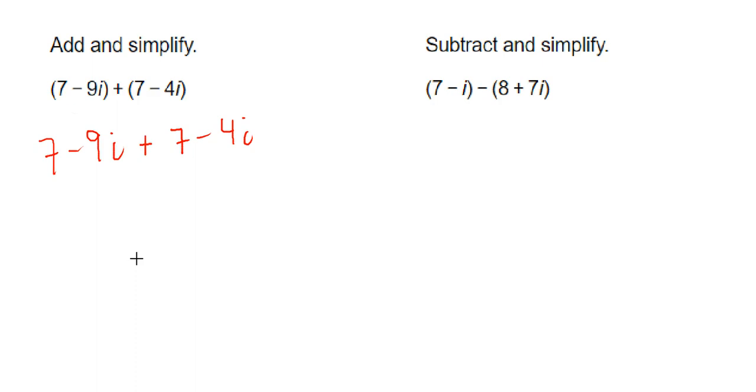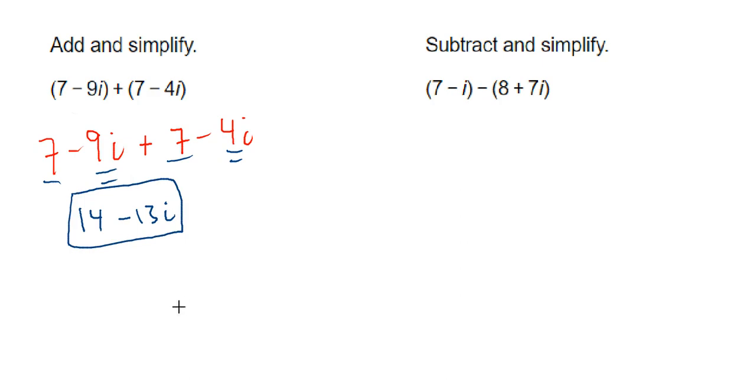So we can just drop the parentheses. They don't really do anything mathematically. And then we just combine like terms. Treat i like a variable. So 7 plus 7, those are like terms. We add those together, we get 14. Negative 9i minus 4i gives me negative 13i. Those are like terms because they both have an i, just like if it was 9x and 4x, they would be like terms. And we get another complex number. That's our final answer. So you just combine like terms and you get another complex number typically.